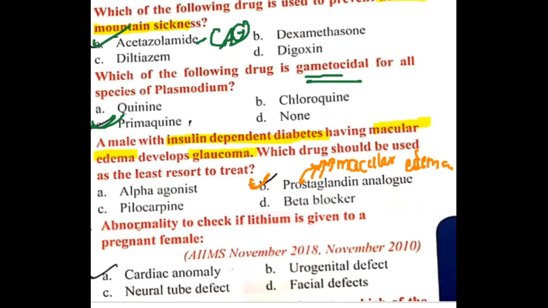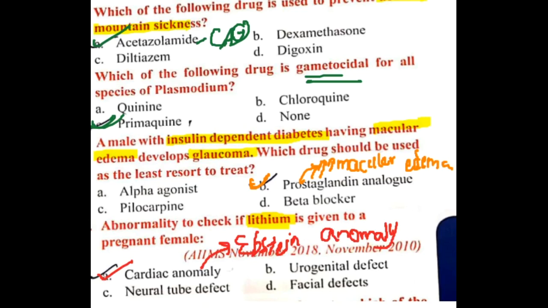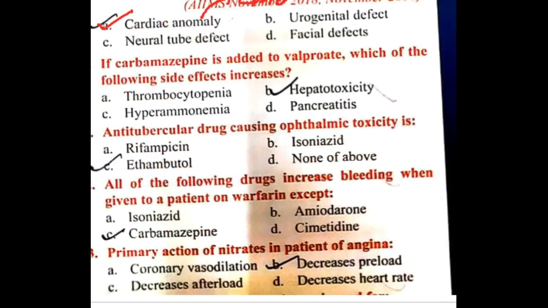Then the next question, what abnormality to check for if lithium is given to a pregnant female. Whenever lithium is given to a pregnant female, it results in a cardiac anomaly, which is called Epstein anomaly, seen in pregnant patients taking lithium. Then the next question, if carbamazepine is added to valproate, what side effect will increase?